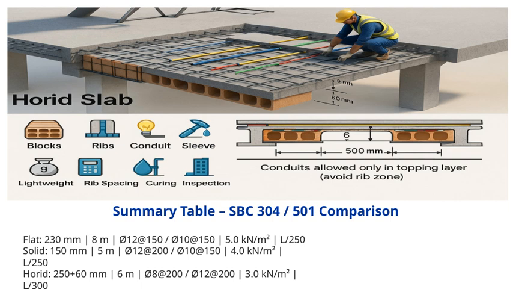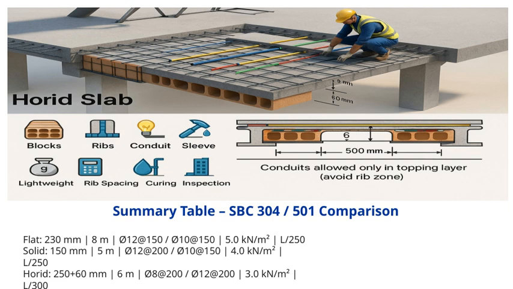Next, the horizontal or Horid section is interesting because it has a combined thickness of 250 plus 60 millimeters, totaling 310 millimeters, and a span of 6 meters. The reinforcement is O/8 at 200 millimeters and O/12 at 200 millimeters. The load capacity drops to 3 kilonewtons per square meter, with a slightly more conservative deflection limit of L300, which makes sense given the increased thickness.